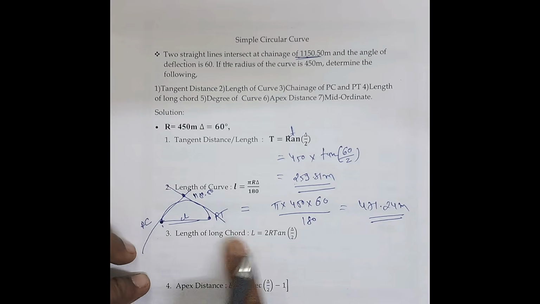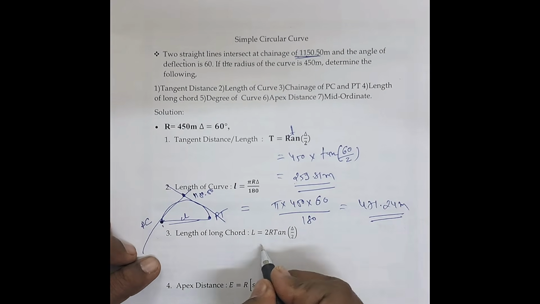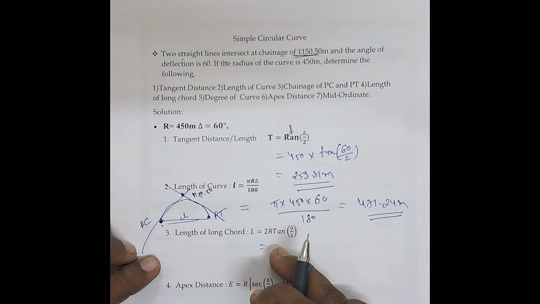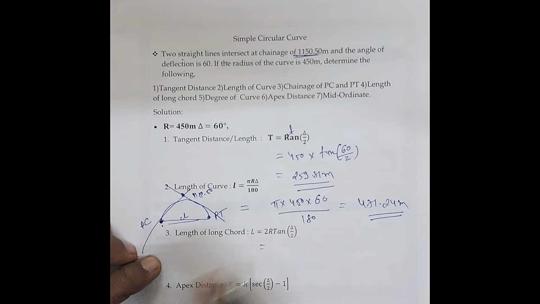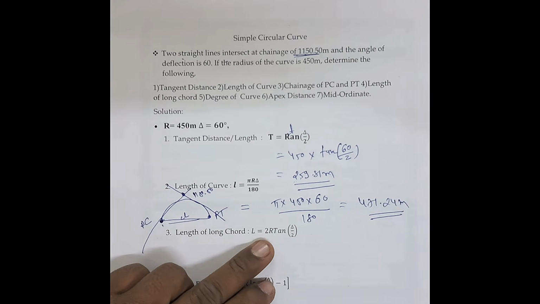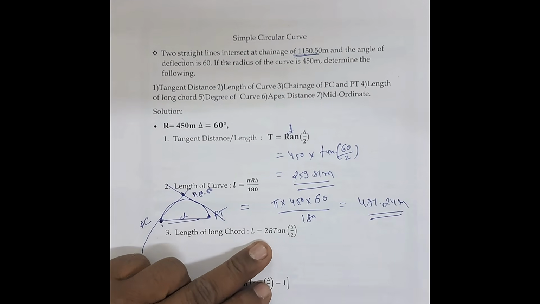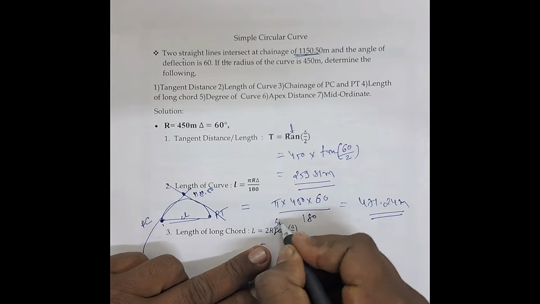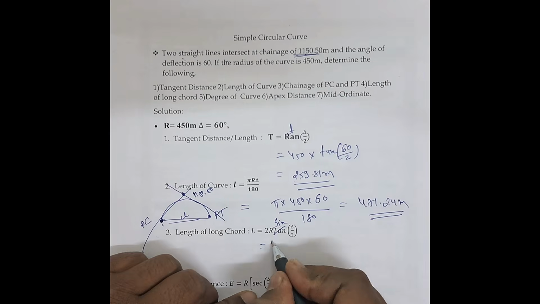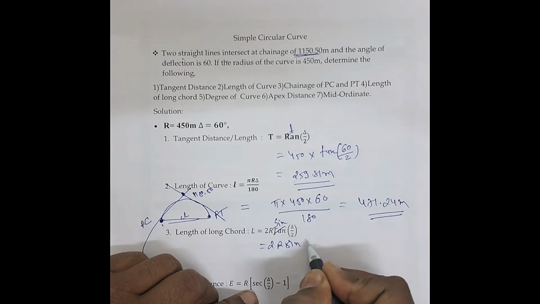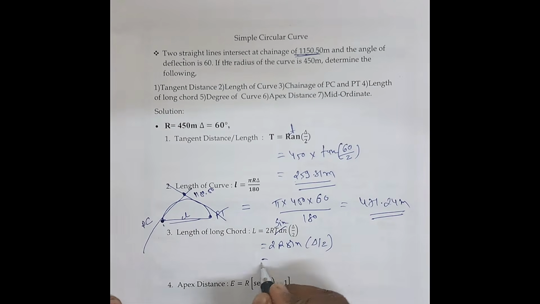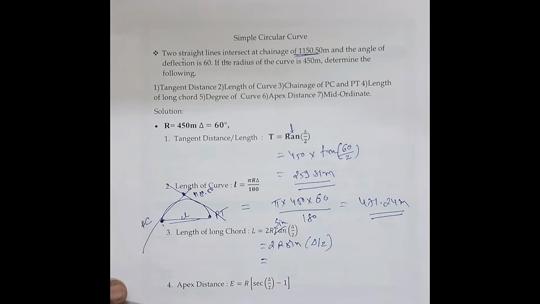Okay, now the length of the long chord. Here there is a formula with sin theta, not tan theta. So here you can mention 2R sin delta by 2. That is a printing mistake, so just avoid it. And now put the value.